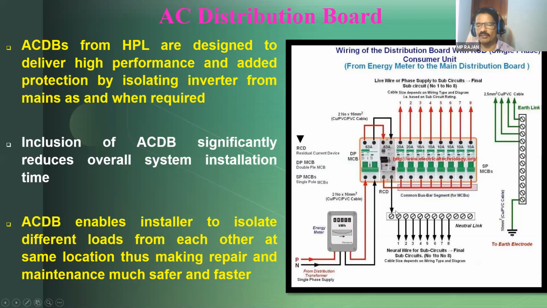Neutral is taken to this neutral link. From here neutral wires are going, and like this, an earth link is also there. Earth is another protection. So this is the detailed wiring diagram of an AC distribution board.